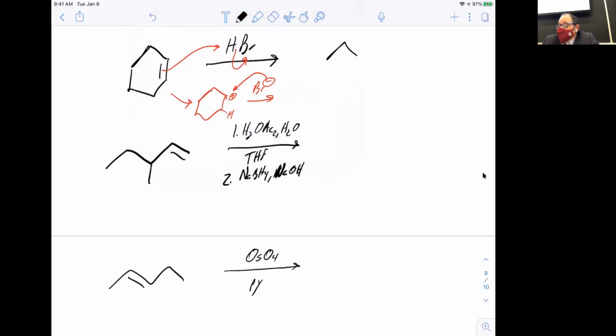So I can work through the mechanism to determine that I'm adding this. Of course, I could have just shown it like that, without the mechanism. I don't have to worry about the hydrogen, so I can just show the bromine. So this is hydrohalogenation. We're adding a hydrogen and a bromine across.